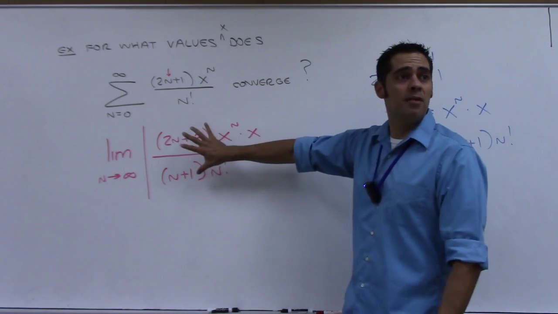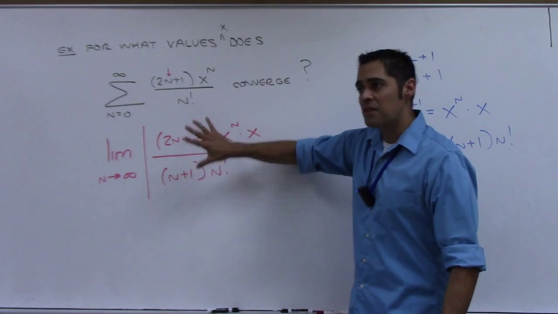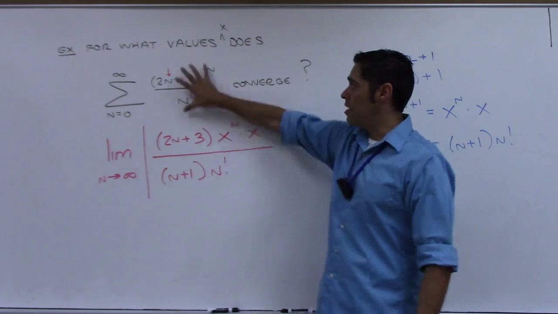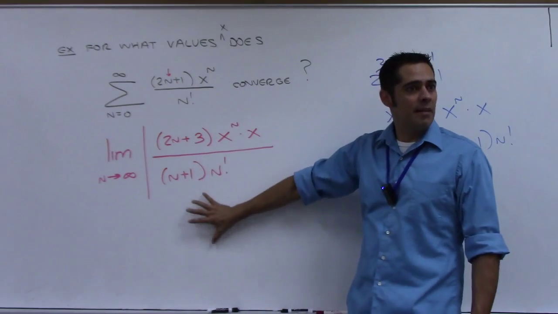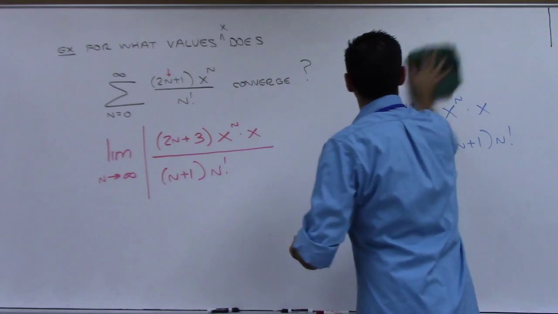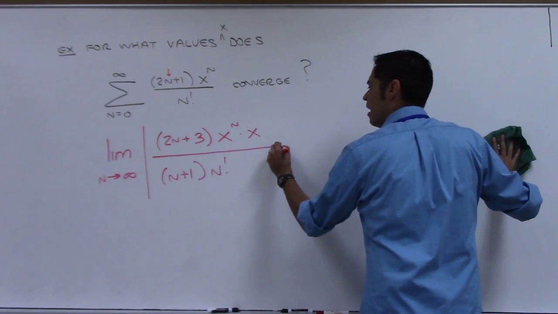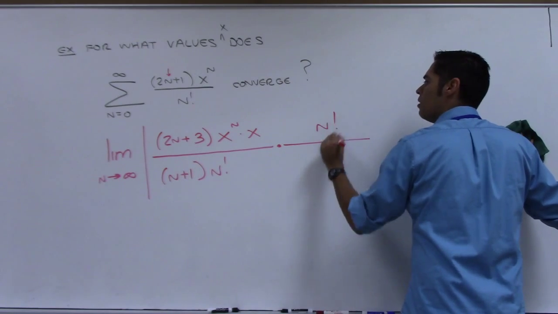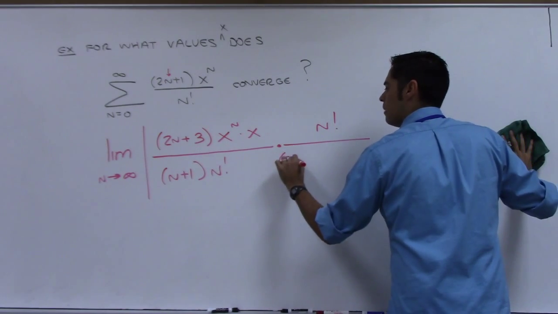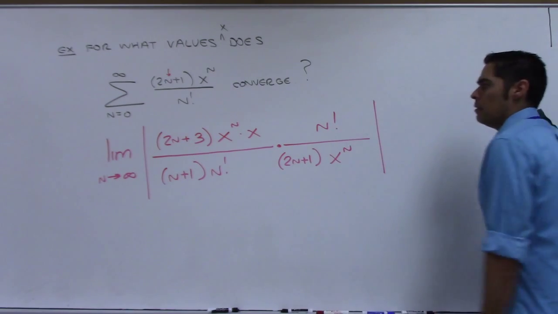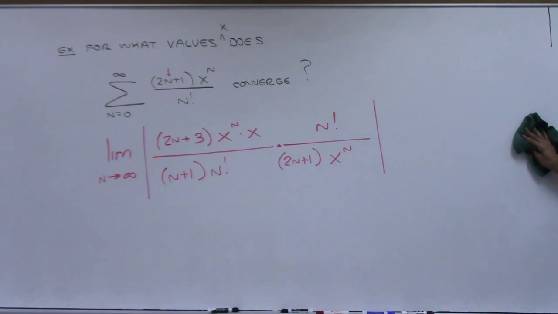That's a sub n plus 1, isn't it? And I'm supposed to divide that by what? A sub n, which is this, right? But we talked about how that would become flipping. So next to this, I'm going to say times this flipped over. So n factorial over 2n plus 1 times x to the n. Any questions?